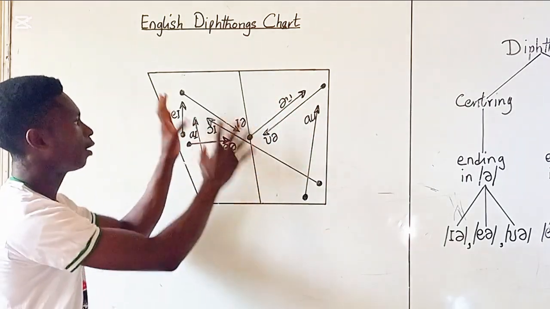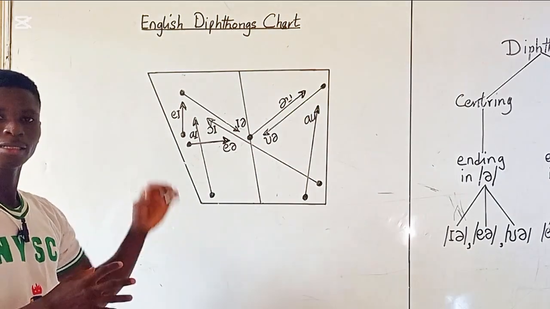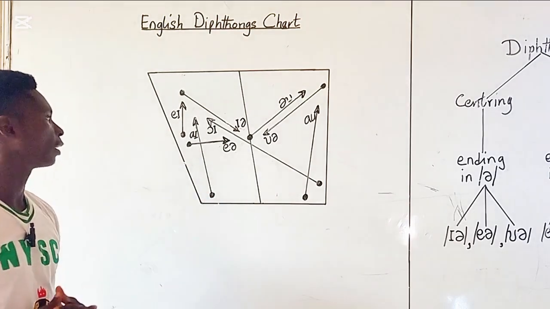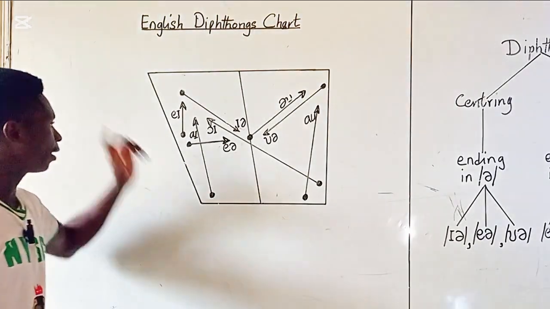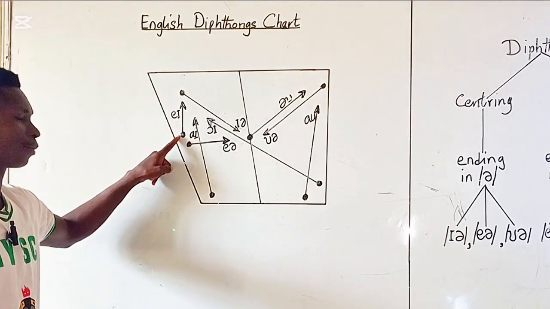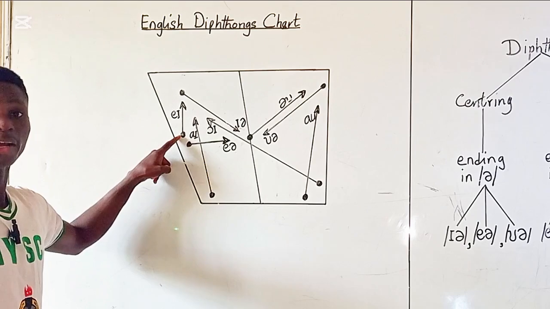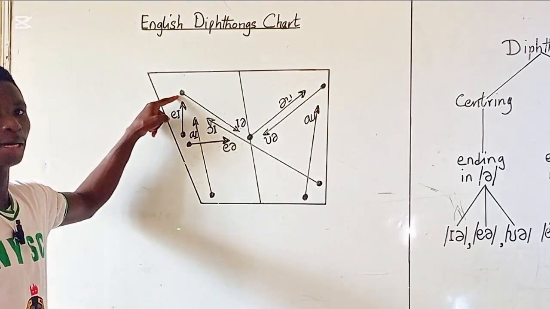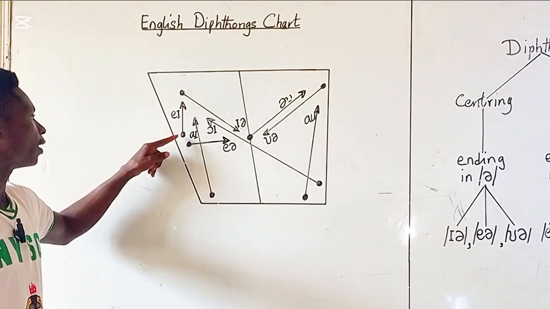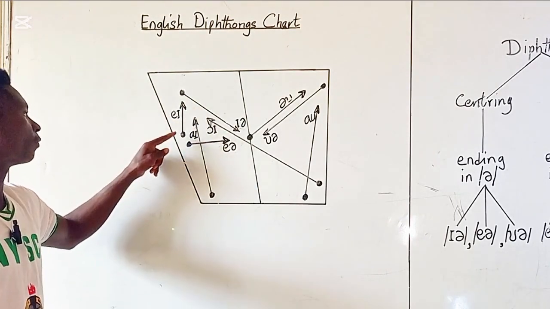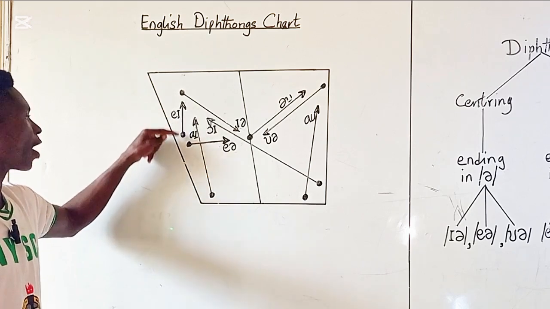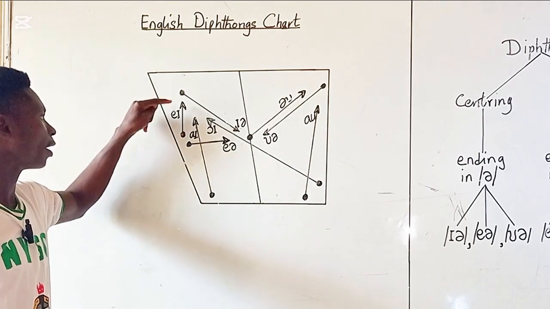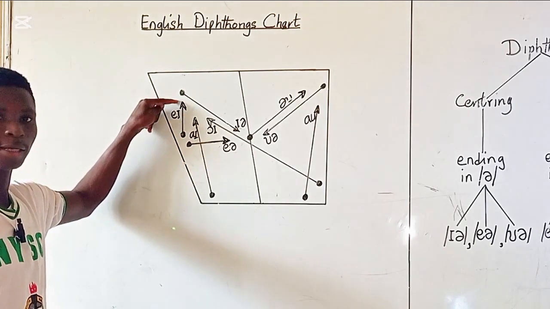So all of them are closing diphthongs because of the movement of the tongue. Now let me begin from this one. This is where we have the schwa sound, and this is where we have the A sound. So a combination of these two will give us the sound. The tongue begins from here and rolls to this point.